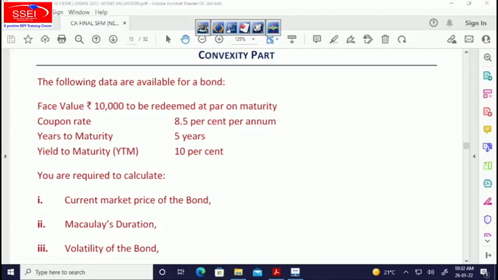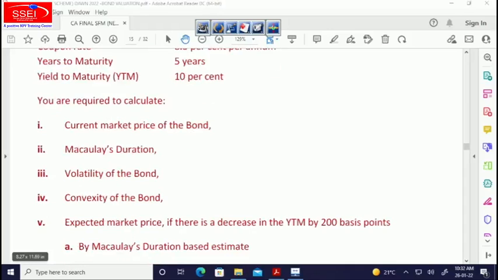Question number 1 and 2 can be done together because when we do Macaulay's duration, when we do the present value, obviously we'll get the price. Question number 3, calculate volatility of the bond, that's modified duration. Question number 4, calculate convexity of the bond. Look, convexity is to be done without the shock given. So we should use that Macaulay formula, plus the table is already prepared. Everybody will use that. But the institute has used the P1 plus P2 formula.